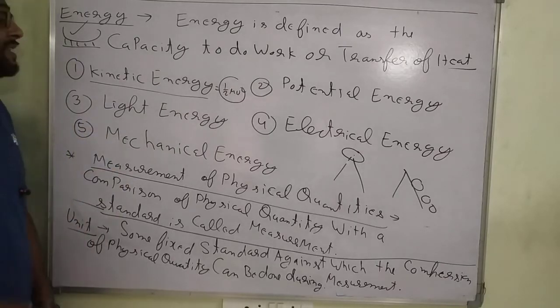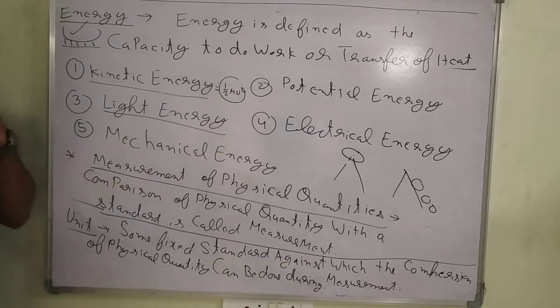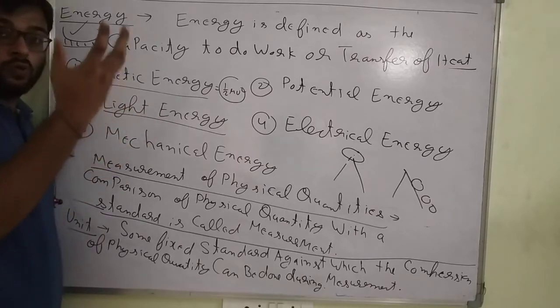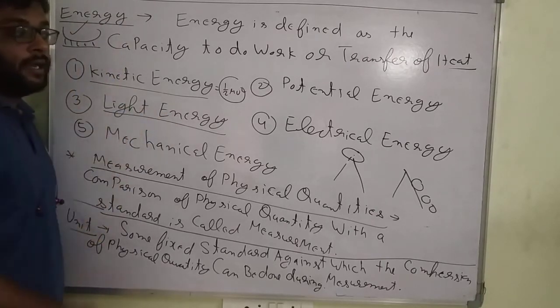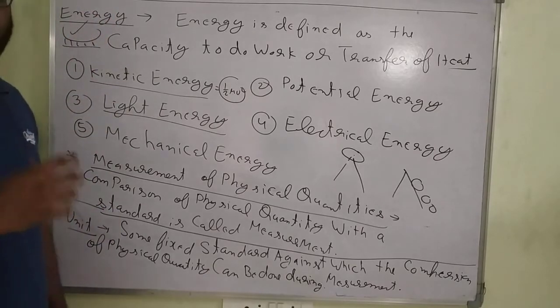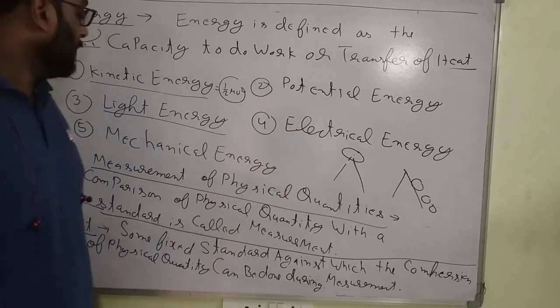What is light energy? Light energy is the speed of light, and basically we get heat and light from the source, the sun. So that is called light energy. Electrical energy: the tube lights and bulbs are working, fans are working. That is electrical energy. Are you getting my point?